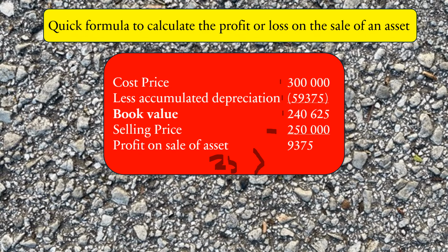greater than the book value of 240,625, meaning the difference is a profit because we received more money than what we had this vehicle on record for. So the selling price is greater than the book value, and there's the profit.